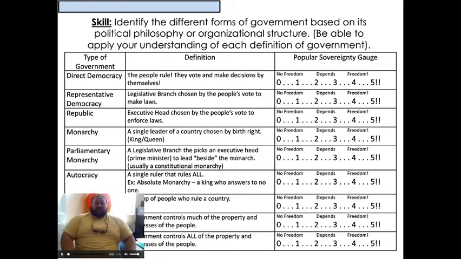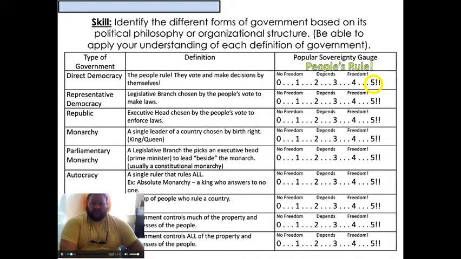First things first, we're going to be able to differentiate the different forms of government based on political philosophy of organization of structure. So you need to be able to understand each definition of government. For example, direct democracy means the people rule. They vote and make decisions by themselves. If that's true, popular sovereignty means rule by the people. Where would we gauge popular sovereignty?